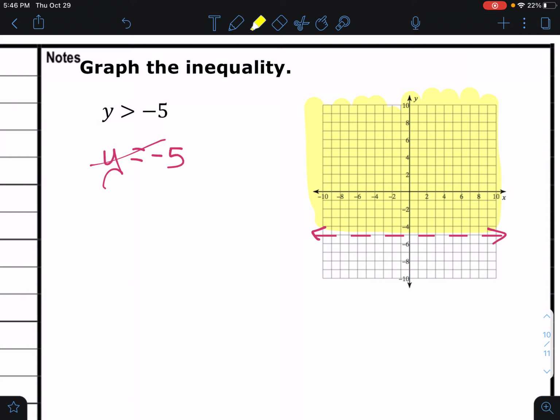But again, if you're not sure, you can use 0, 0. Here's how it would work. 0, 0. There's no x to plug in, so I would only be plugging in for y. So I would get, is 0 greater than -5? Yes, it is. That's a true statement. So here's 0, 0. We want that to be in the solution region, so we would shade the side 0, 0's on, which is what I did. Okay? That is how you graph inequalities.